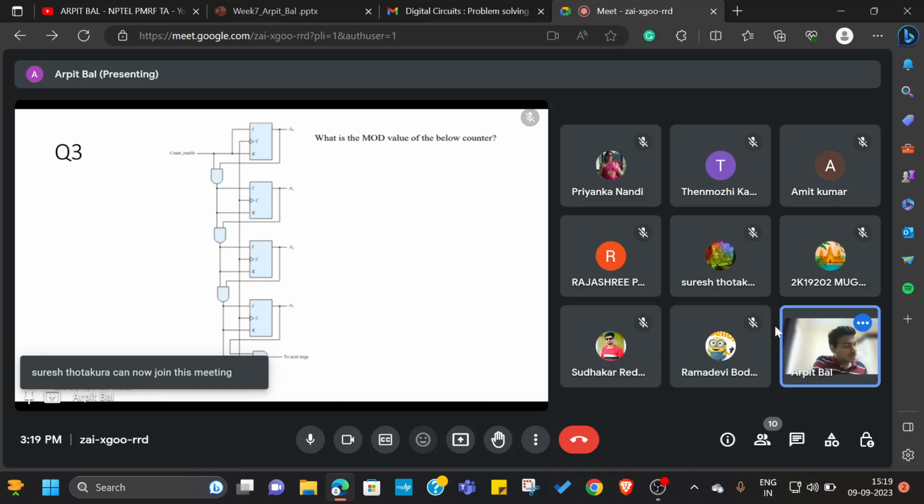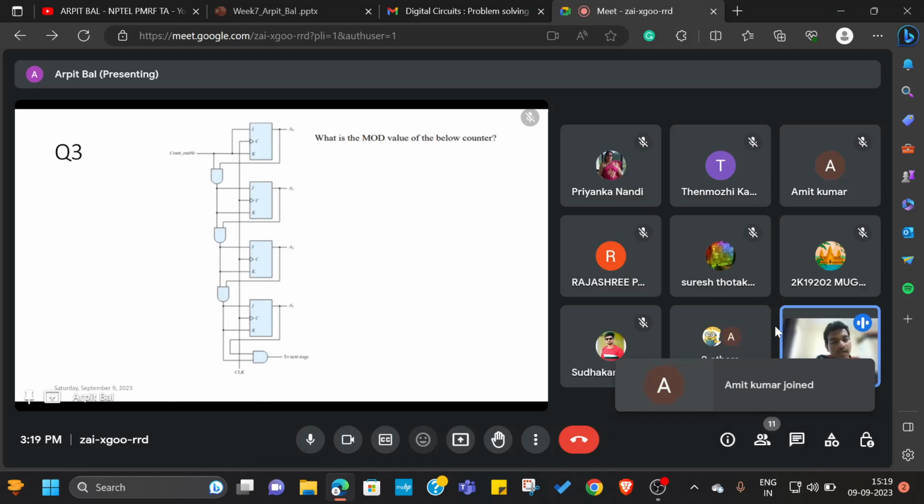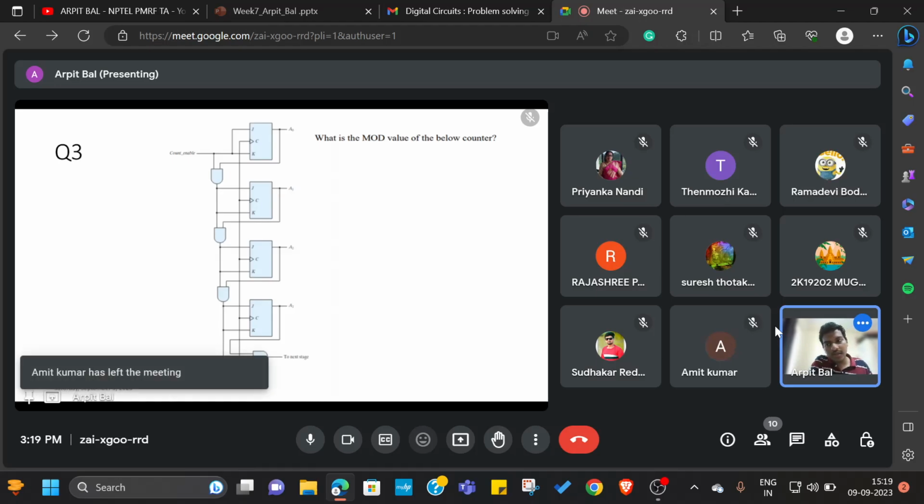Okay, so here we are given a structure, and we need to find the mod value of the counter. What mod value means is, you need to mention after what value it will repeat itself. You remember, like we used to do for mod 4, mod 8 and those things. Similarly we have to figure out what is the maximum count that it can reach after which it repeats itself. For this question, let's make a table.